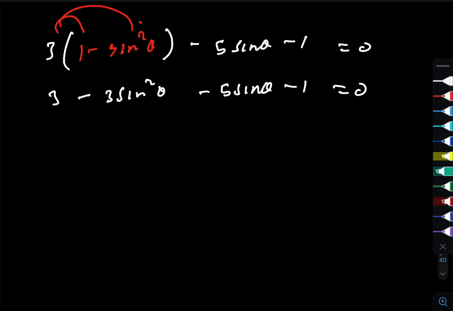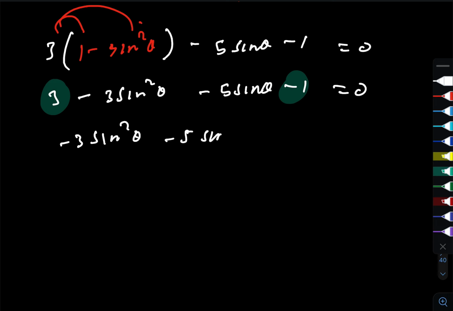Now that I'm here, I can find my constant terms and simply add them together. The constant terms are 3 minus 1, which is going to be 2. So I'm going to start with negative 3 sine squared theta, and then minus 5 sine theta, and then the 3 minus 1 gives me a positive 2, equals 0. The coefficient of my quadratic, however, is negative 3.